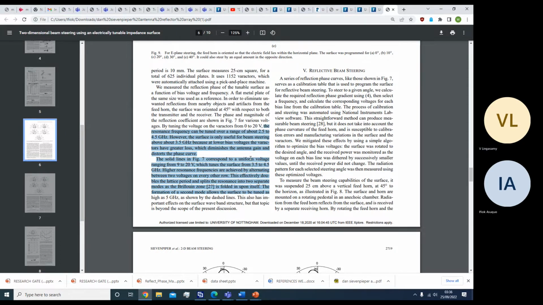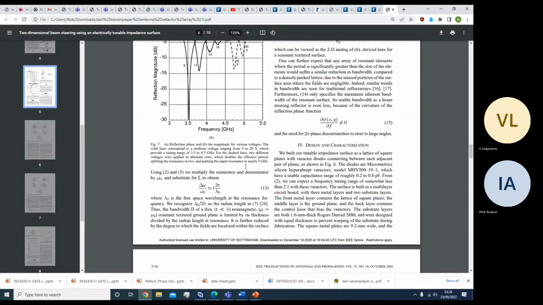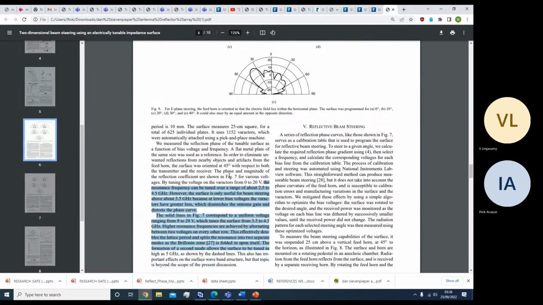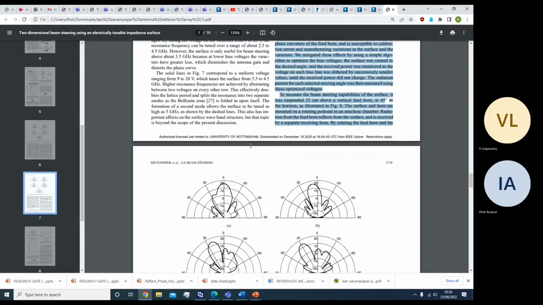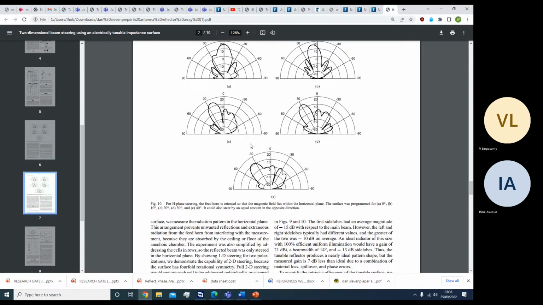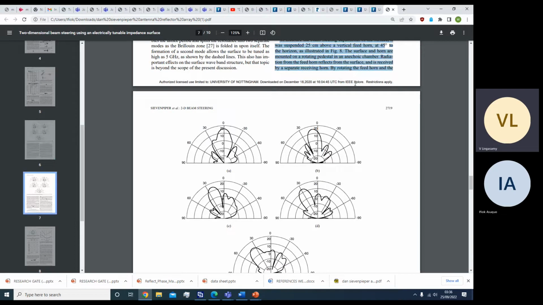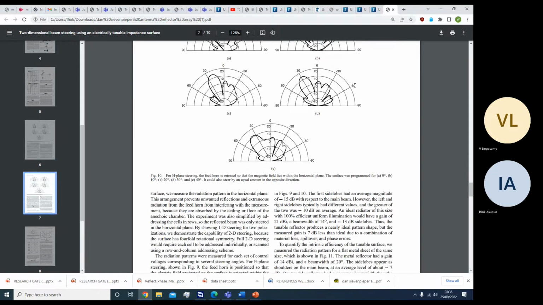Where is the figure 9 explained? Figure 9, look at it. Look at the explanation here: reflective beam steering from here. Only that statement. Actually, both are different aspects. Can you scroll down, please? Are you recording this, please? Yes. Scroll down, please. Figure 9 and 10.